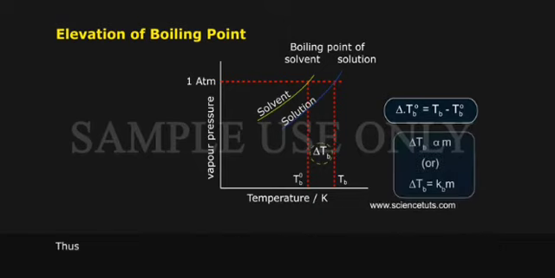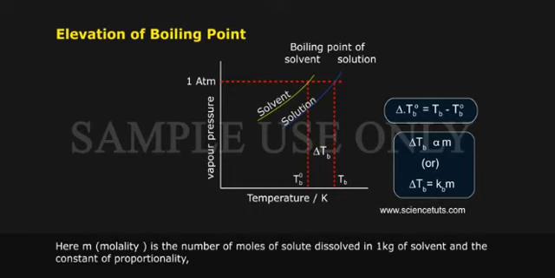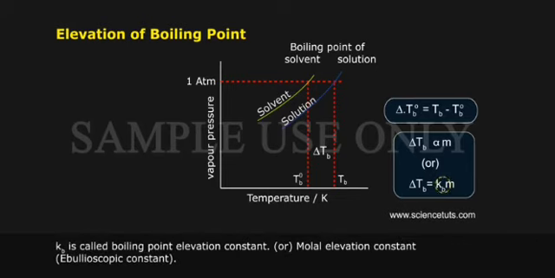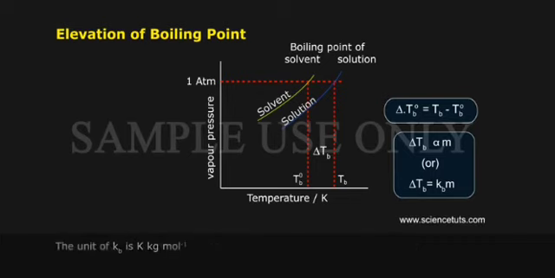Thus, delta Tb is directly proportional to m, or delta Tb is equal to Kb m. Here, m, molality, is the number of moles of solute dissolved in 1 kg of solvent, and the constant of proportionality, Kb, is called boiling point elevation constant, or molal elevation constant, or ebullioscopic constant. The unit of Kb is K kg mol inverse.